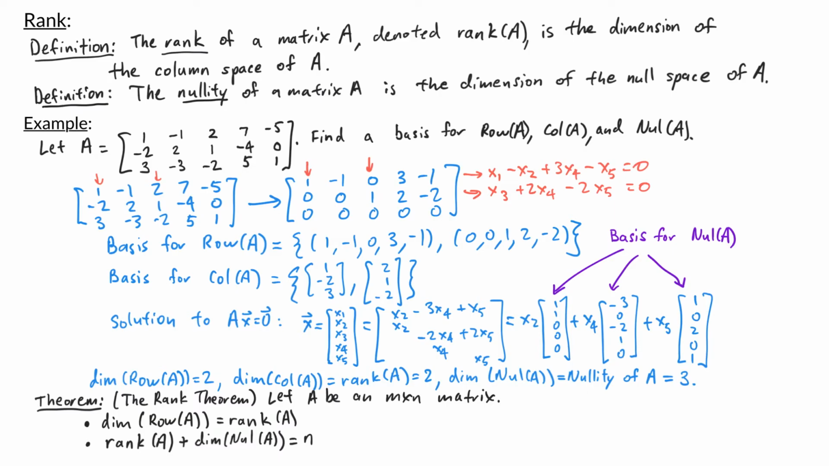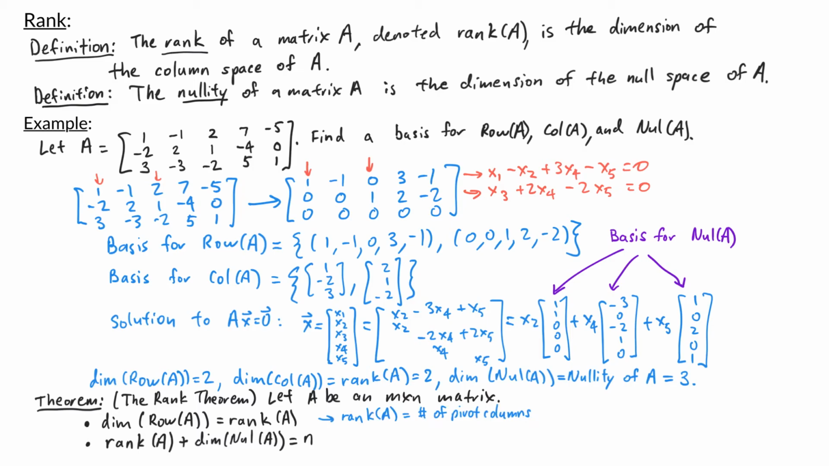We can see from our example that both of these hold true. In our example, the dimensions of the row space and the column space are both 2. Also, the rank of A was 2 and the nullity of A was 3. They add up to 5, which is the number of columns in my matrix. So let's see why each of these statements are true.